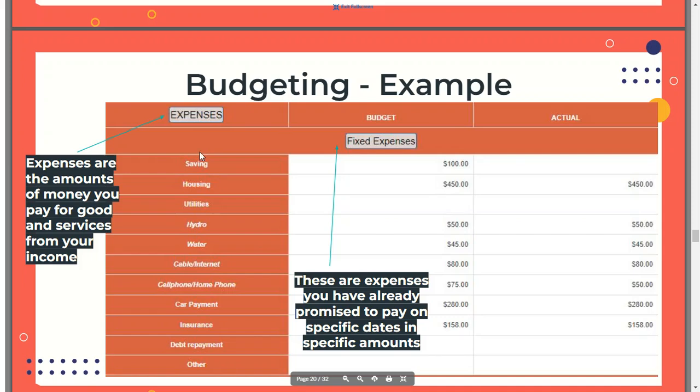So she is hoping to, for fixed expense, she has $100 for housing. So her rent is $450. She has to pay $50 for hydro, has to pay $45 for water, $80 for cable and internet, $75 for cell phone or home phone. She has a $280 car payment, and her insurance is $158 a month. So she has to pay these regardless of her income.